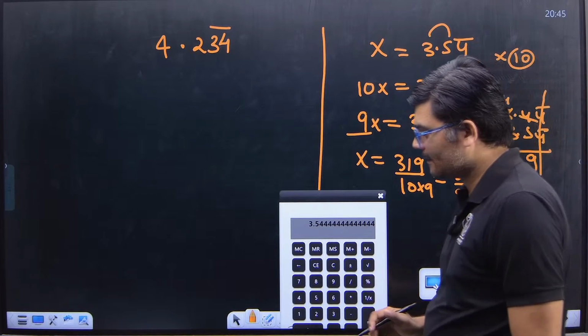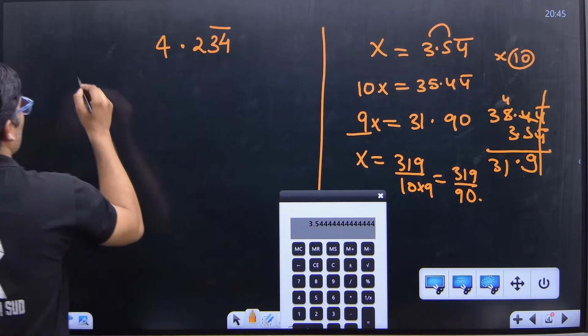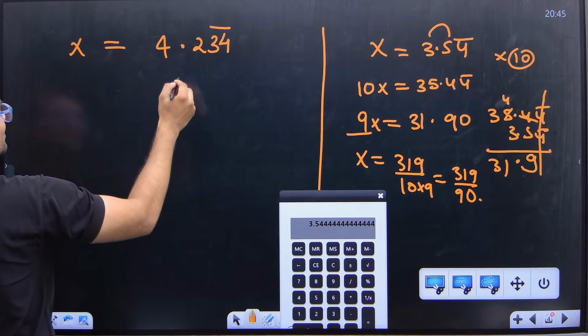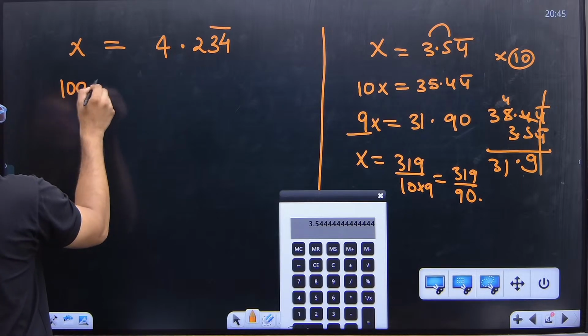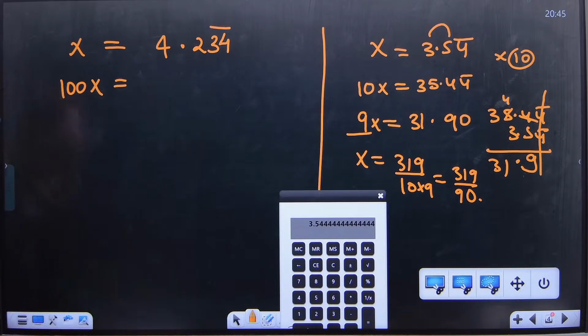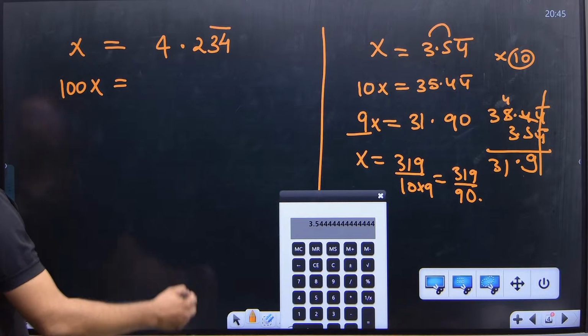So would it be multiplied by 1,000? No, no, my dear, how many numbers? Two. Sorry, 100. So what you will get, this is the important thing. What you will get, tell me. 100x is equal to?